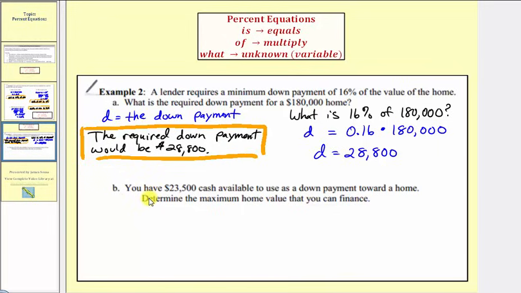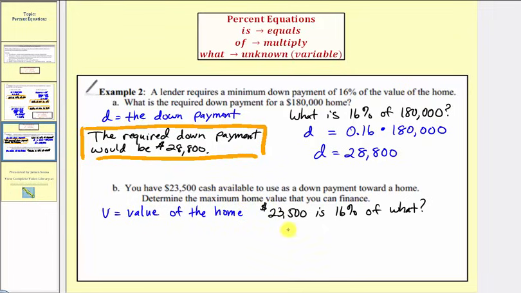Part B, you have $23,500 in cash available to use as a down payment toward a home. Determine the maximum home value that you can finance. Again, this is assuming that the down payment must be 16% of the value of the home. To simplify this question, we want to know $23,500 is 16% of what? Or for the unknown this time, let's use the variable v, which would be equal to the value of the home.